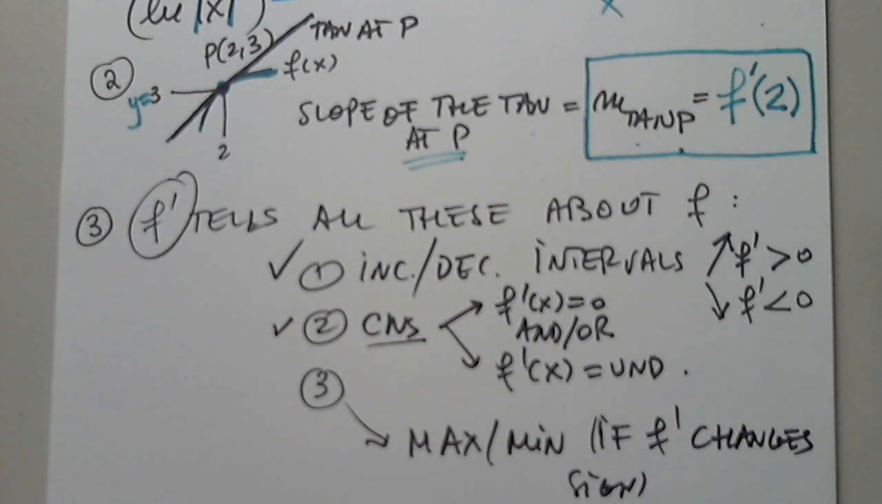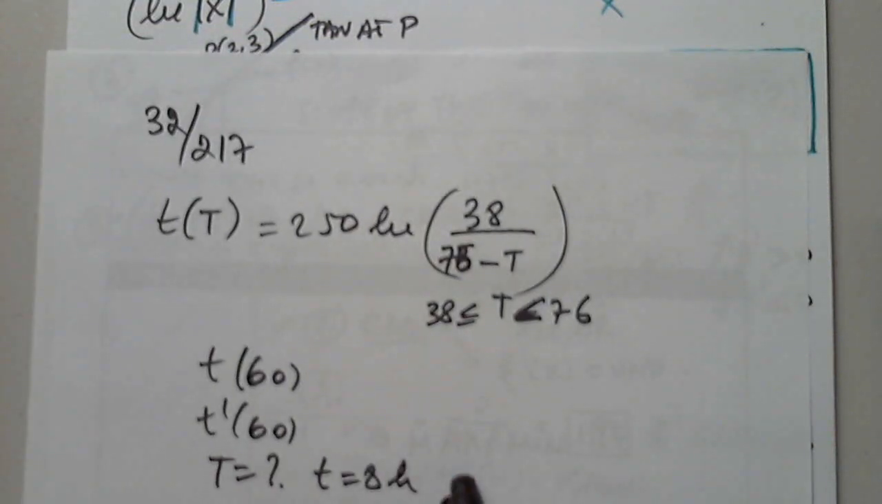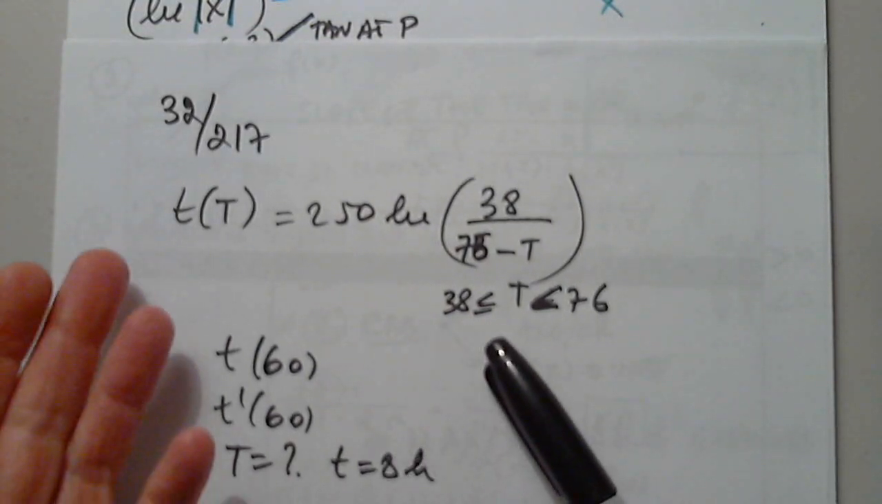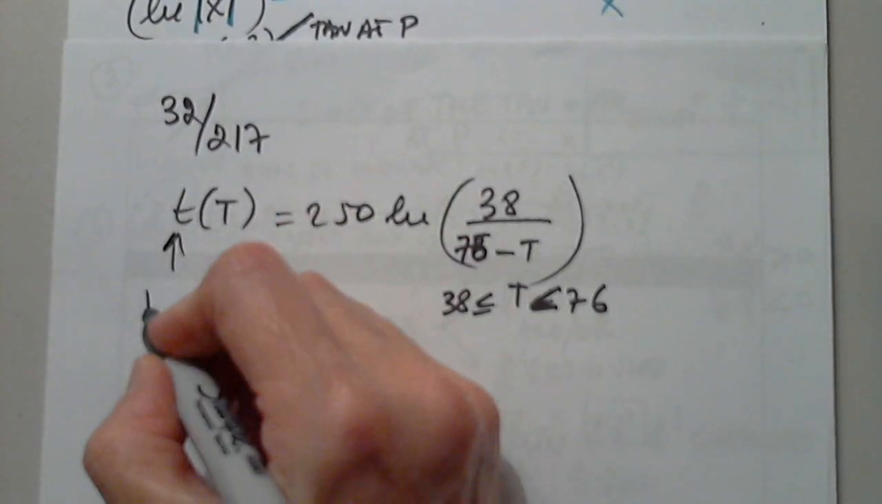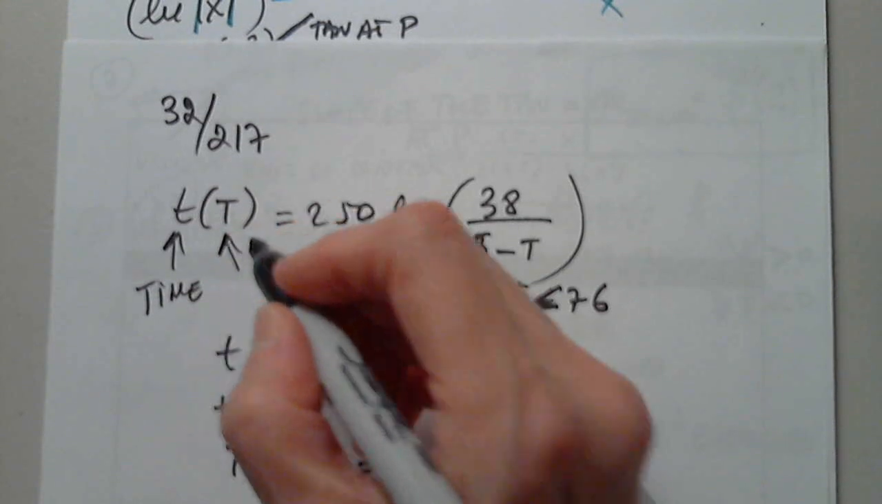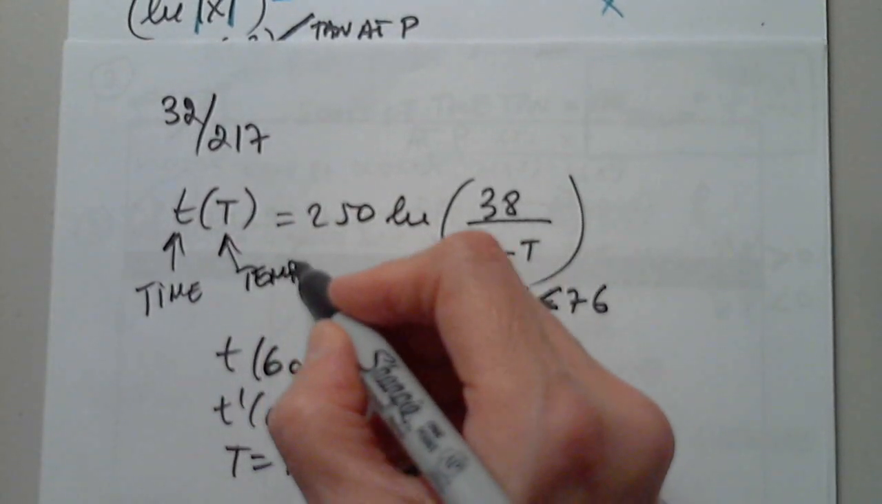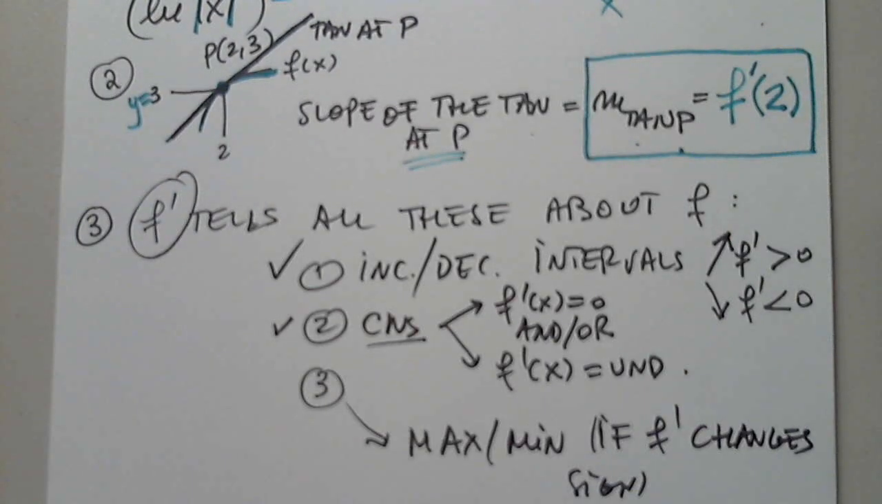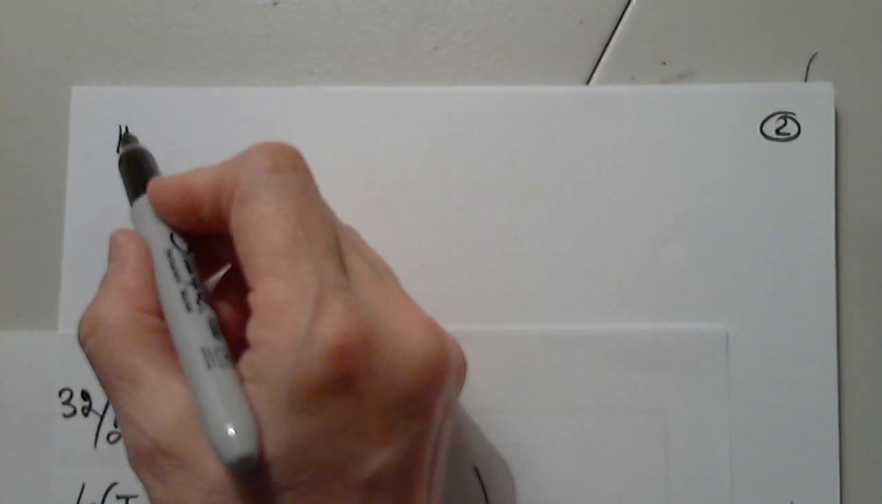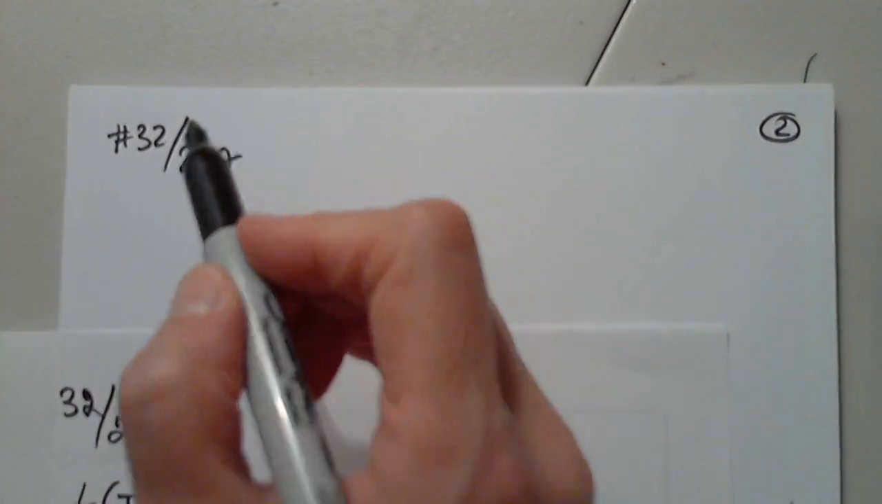Okay, now we have a request to work on this problem. So we're given time as a function of temperature. And this is problem 32 on page 217. I'm going to copy it on the next page. And please make sure that you have your questions ready so we can address them right away. So this is problem 32 on page 217.